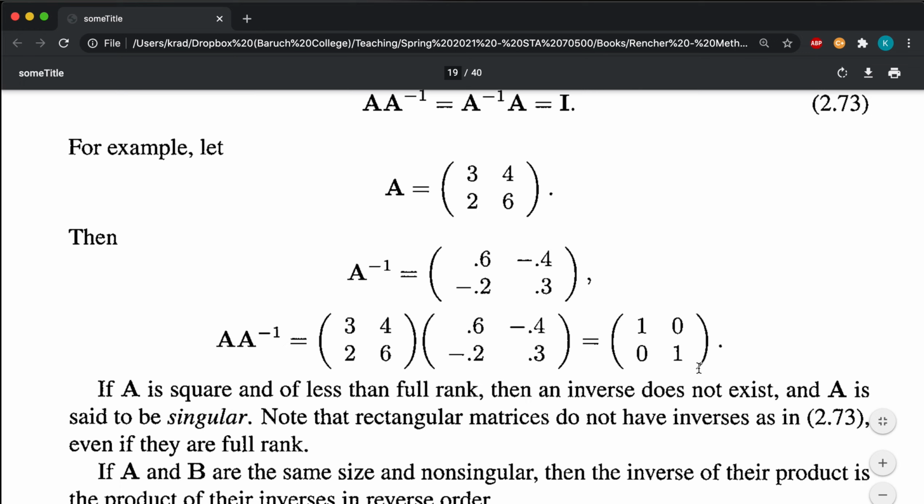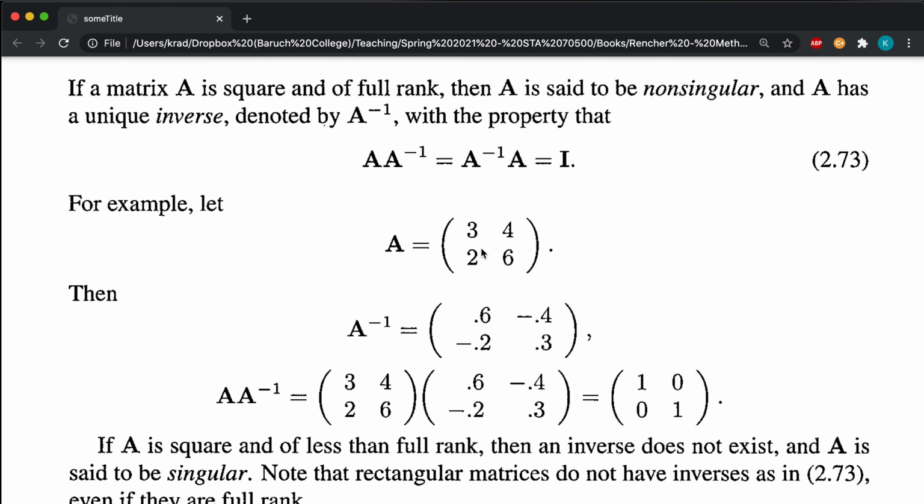The identity matrix is a matrix which only has ones on the diagonal and zeros off diagonal. So here we have a 2 by 2 identity matrix. Here's an example. A is a 2 by 2 matrix. A inverse is given here. So for 2 by 2 matrices, computing the inverse is trivial.